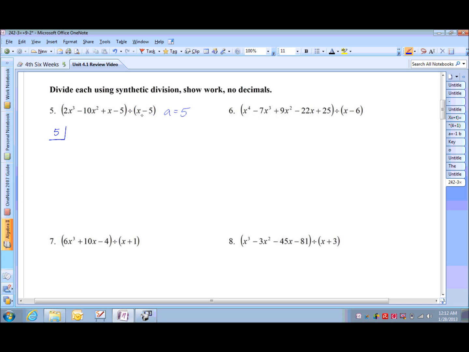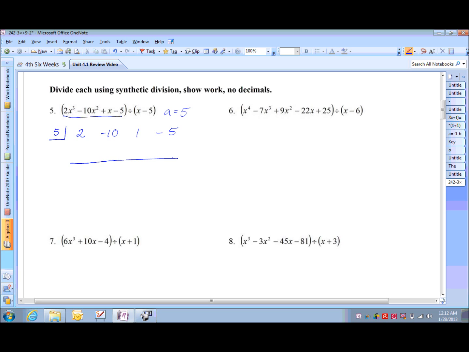Then we take the coefficients of what we are dividing and make sure that it's in standard form, including coefficients of 0, just the same thing as in long division. And we take those coefficients and list them out. So in this case, it's 2, negative 10, 1, and negative 5. Then I leave a little bit of space and draw a horizontal line.